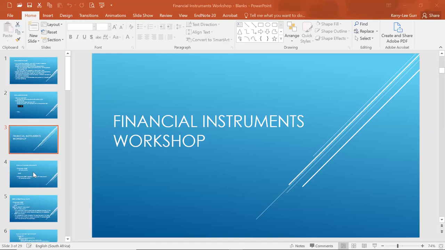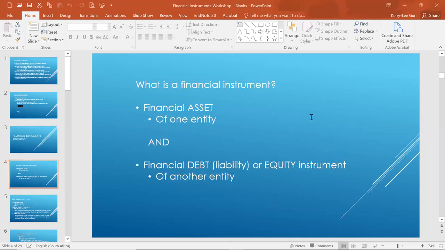let me get to my next slide. And we look at what is a financial instrument, and we look at our basic broad categories of a financial asset and a financial liability.